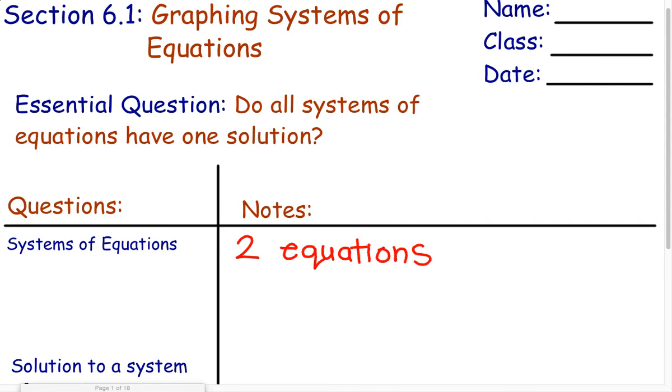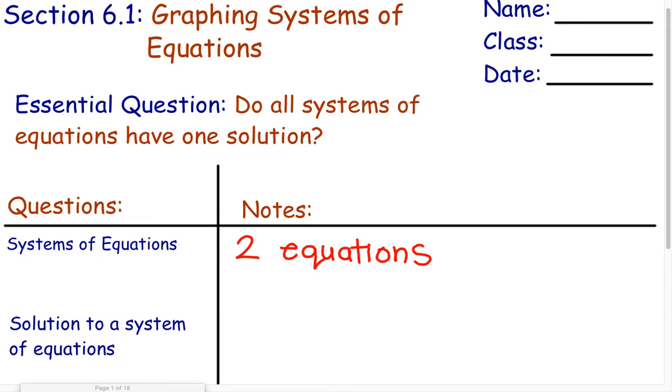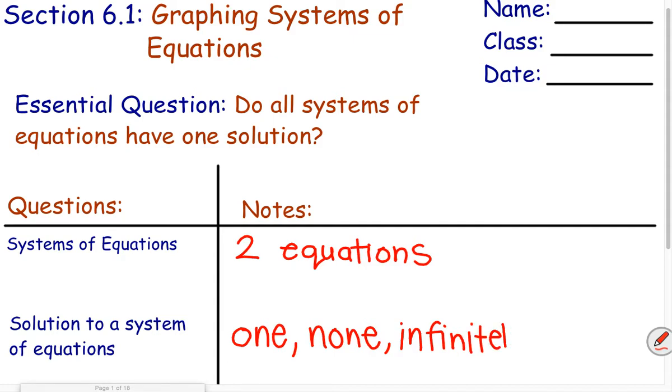as my vocab definition. So each equation is going to have two variables in it, making it a system of equations. For the solution to a system of equations, there's a couple possibilities for what your solutions can look like. You can have one solution, you can have no solutions, or you can have infinitely many. So one, none, infinitely many.